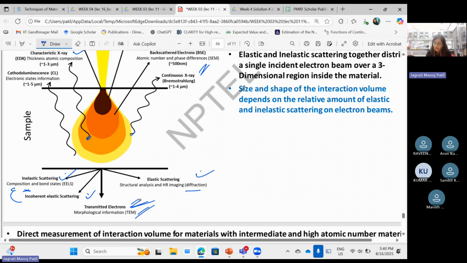But in this case, your sample should be very thin, as thin as that, so that you get resolution on the order of 0.1 nanometers, or one can directly say 1 angstrom, approximately.